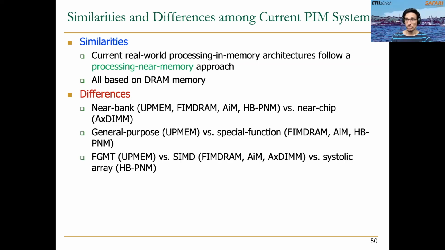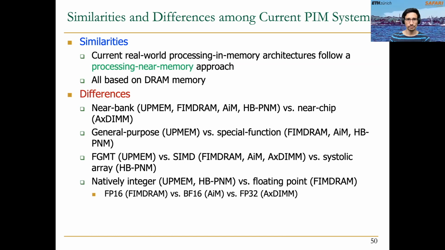Also, the computing paradigm that they follow. In HB-PNM, we see that they are fine-grained multi-threaded. They are scalar cores, while in FIMDRAM or AIM or AXDIM, they are more like SIMD processors. And also in this HB-PNM, we have seen that it incorporates this neural engine that is essentially a systolic array. Also, the different data types that they use, there are some of them that are natively integer, like HB-PNM or HB-PNM, while others are floating point, for example, FIMDRAM.